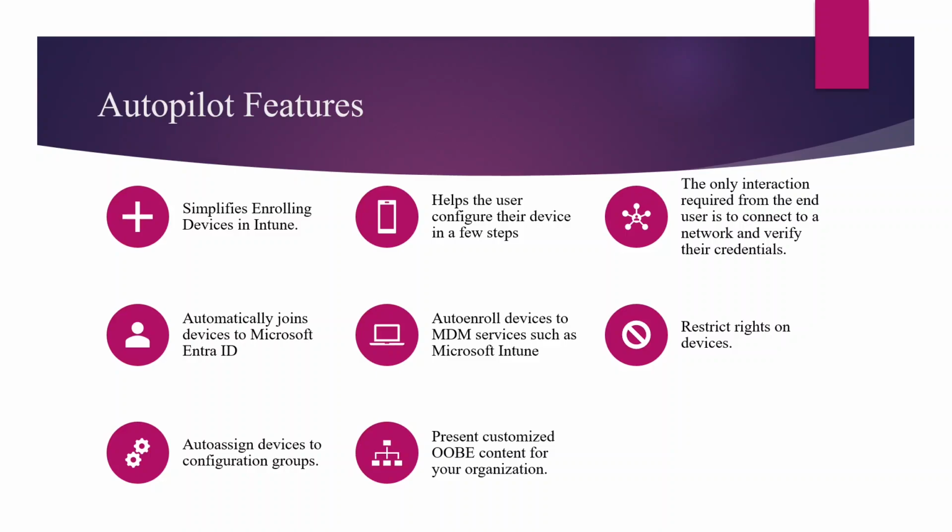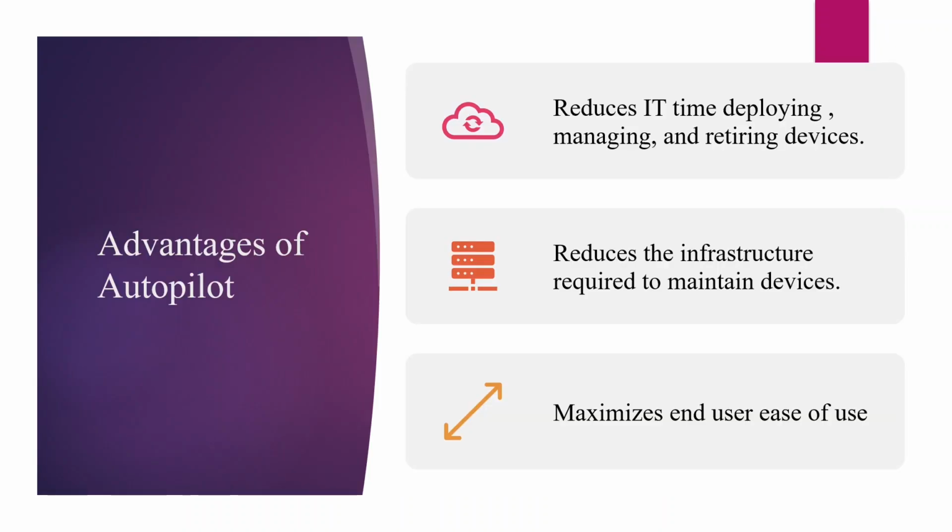Autopilot can also restrict local admin rights of the user logging into the device. There are provisions that the first user that logs into the device during the process of Autopilot is not given local administrative rights and is instead made a standard user. Autopilot can also assign devices to specific configuration groups, and it can show customized company branding during the out of box experience. Now that we have seen the features of Autopilot, let's see some of the advantages of Autopilot.